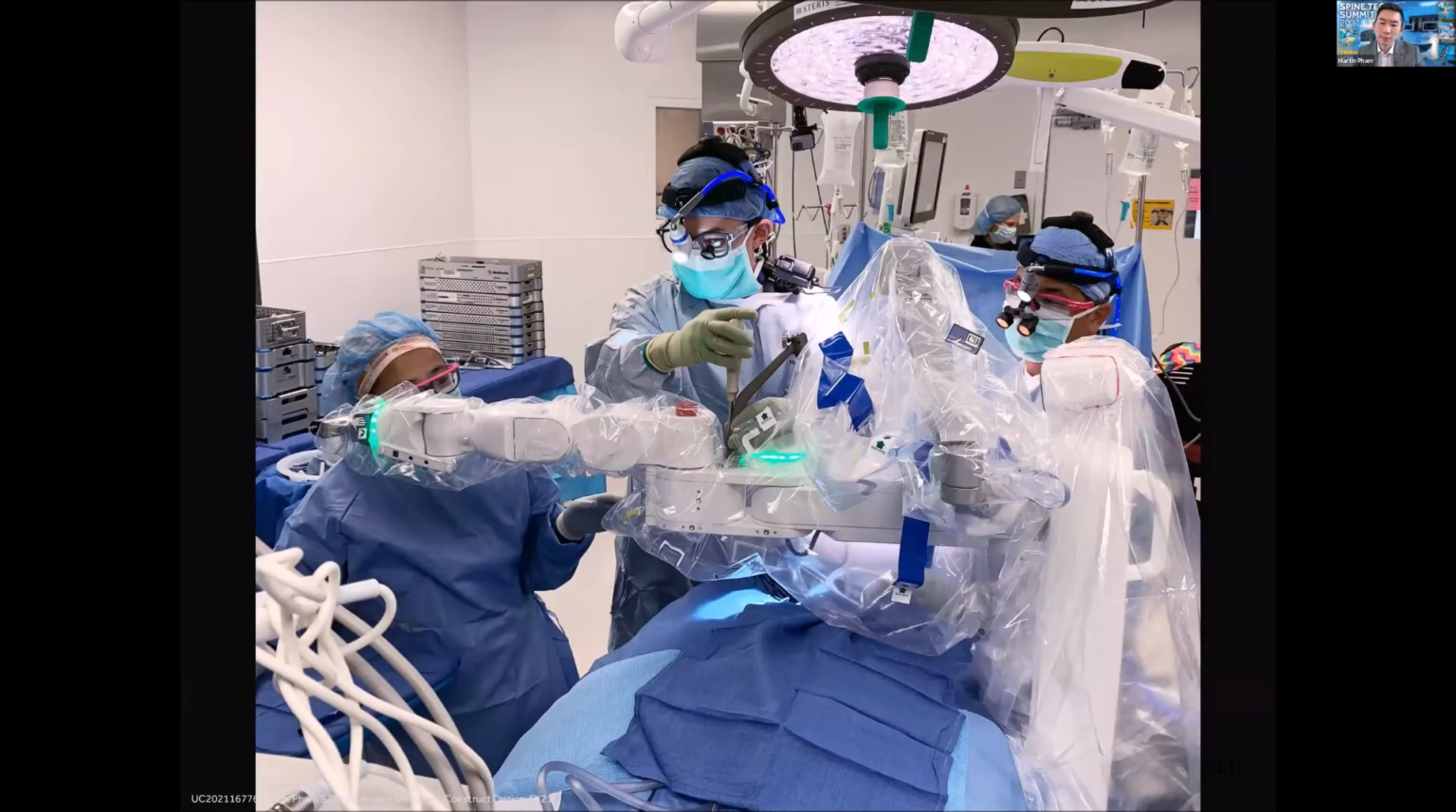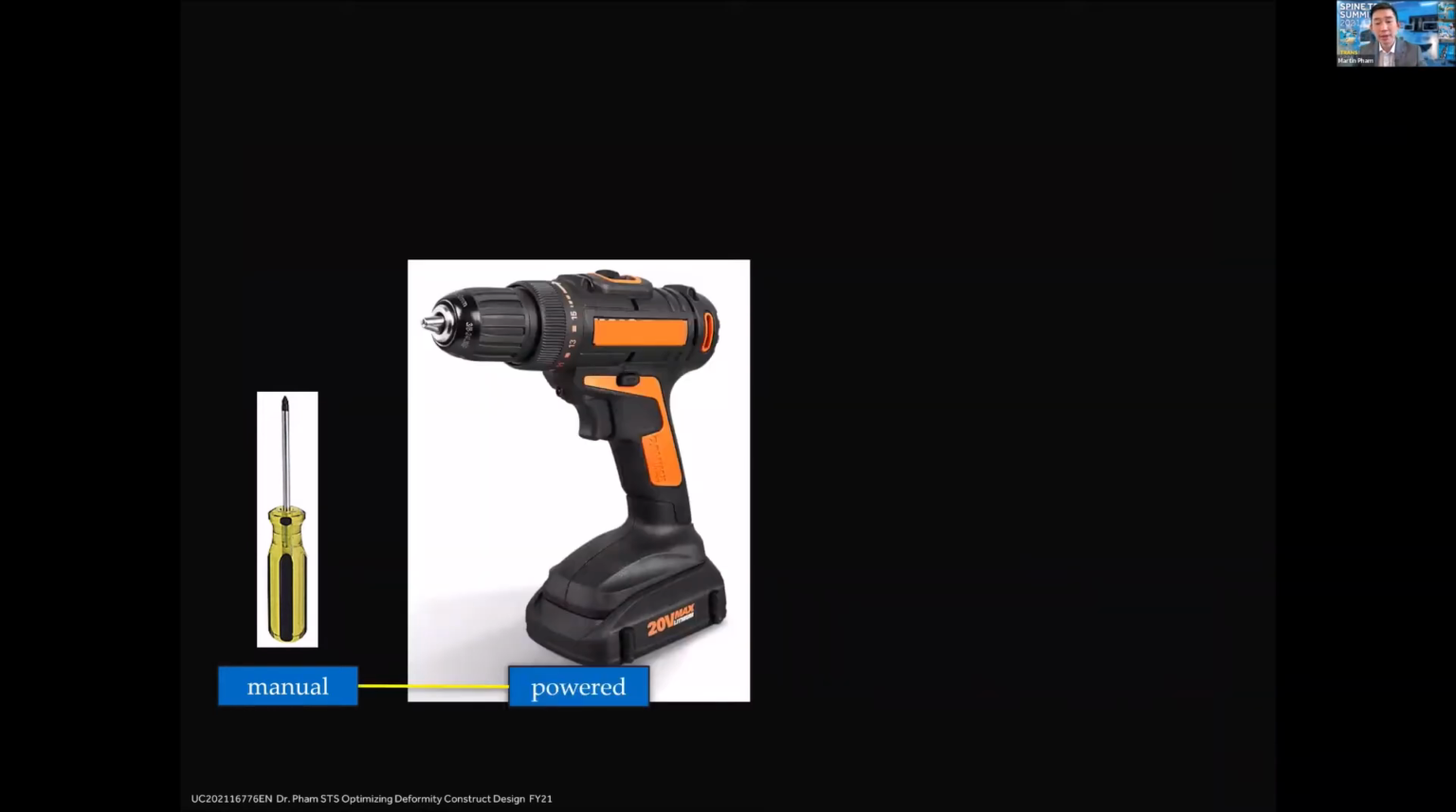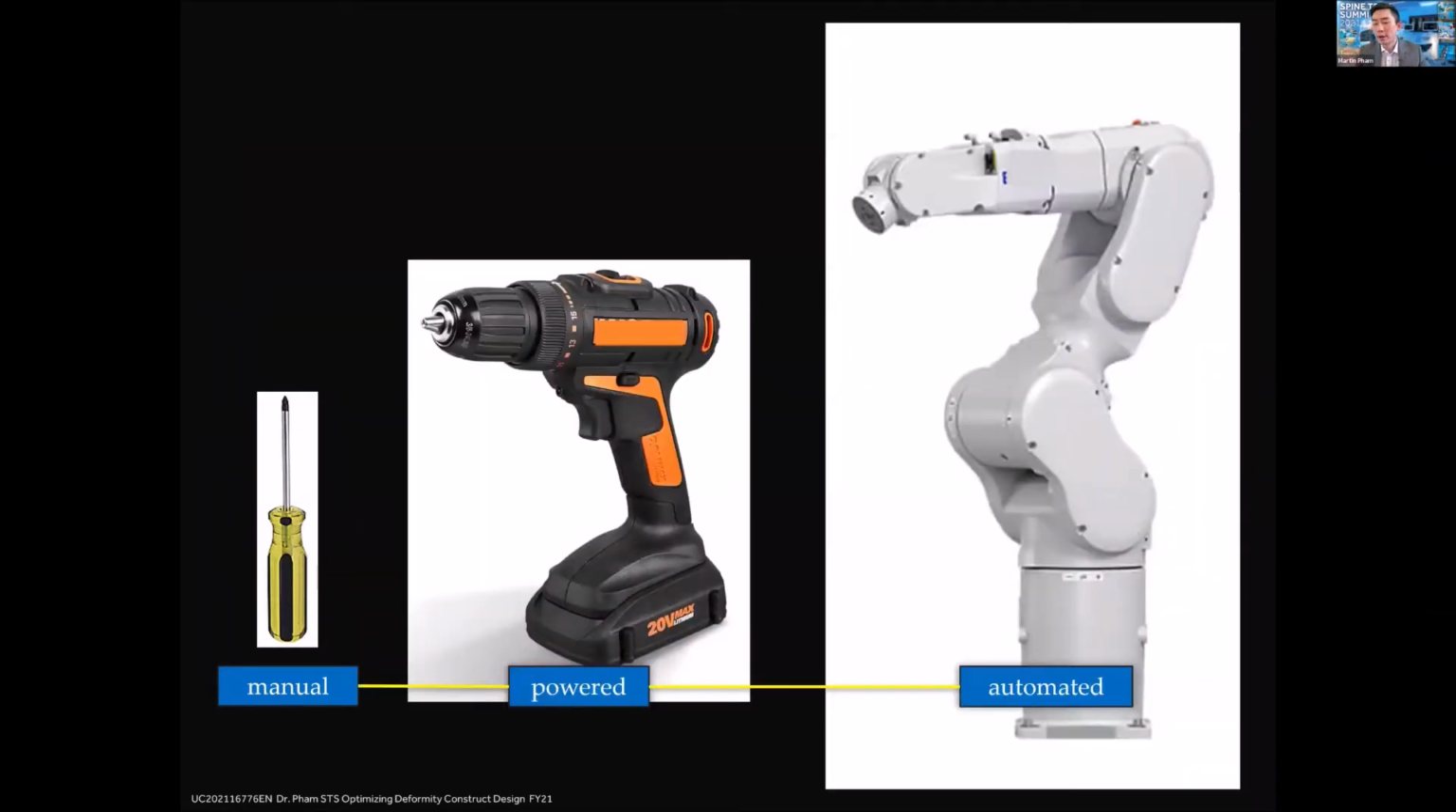So when we talk about robotics, it is essentially just an iteration of a tool that is getting better and better. And so when you think of a screwdriver, right, we start out with a manual screwdriver, and then we get something powered, and then we end up with an automated or semi-automated piece of equipment that can do the same task, except now more accurately, precisely, and reproducibly.